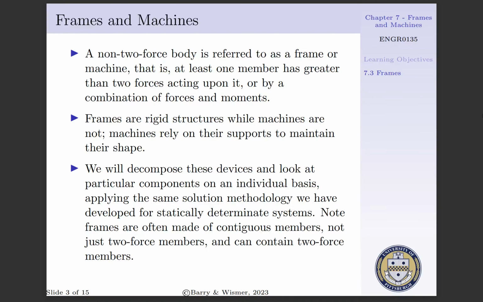We will decompose frames and machines into individual components and apply our equilibrium equations on a component-wise basis, which is the same solution methodology we used for solving statically determinate systems. Now note that frames are often made of contiguous members and not just two-force members, but they can also have two-force members within.